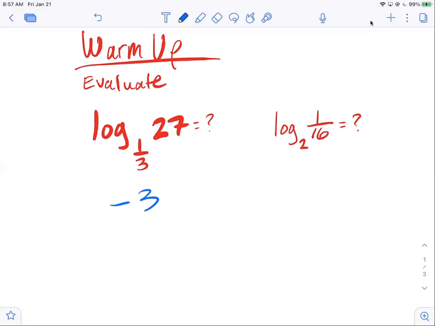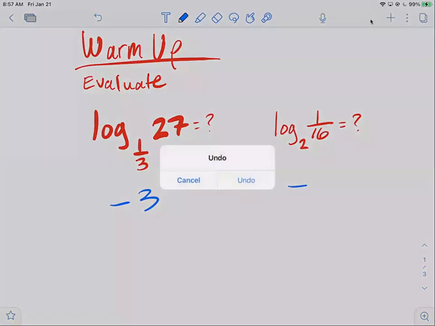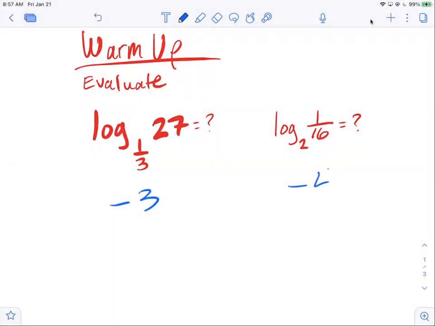All right, so 2 to what power is 1/16? Well, we know it's going to be negative. And now you just focus on 2 to the what power is 16? And the answer is 4. There you go. So log base 2 of 1/16 is -4 because 2 to the -4th is 1/16.